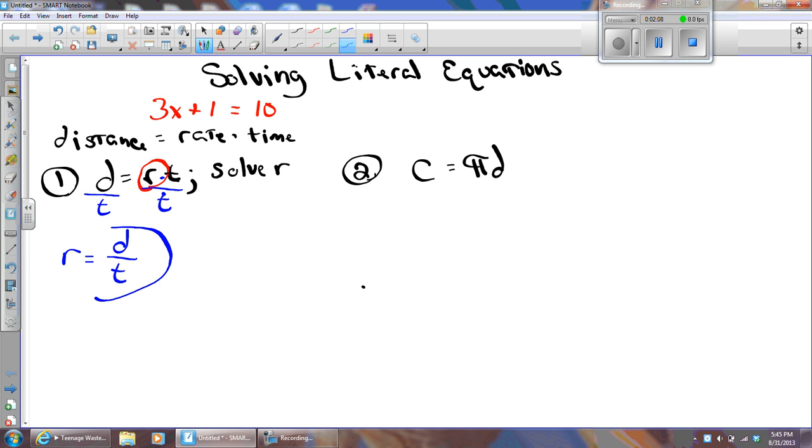And there you go. So in other words, if you know how far you went and how long it took you to get there, you can figure out how fast you were going. That's what that tells you. Problem number 2 should look familiar from last year. C equals pi d. The circumference of a circle can be found by multiplying pi times the diameter of the circle.